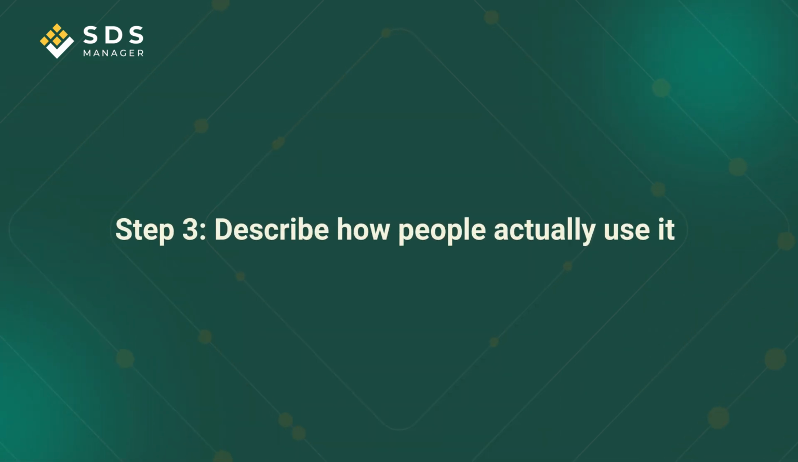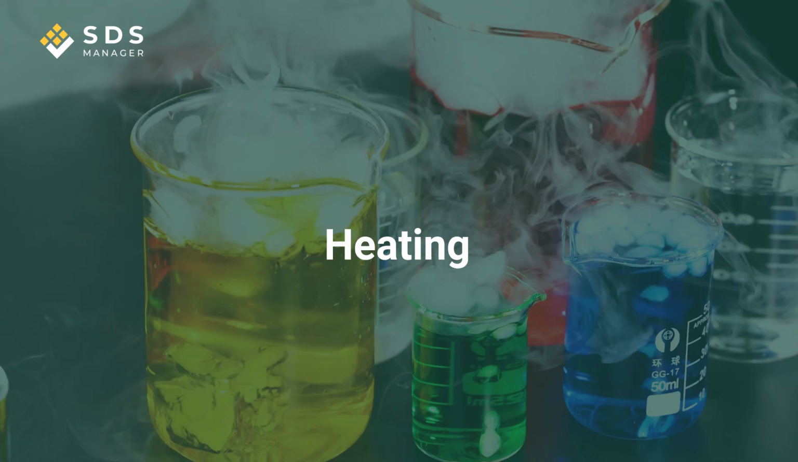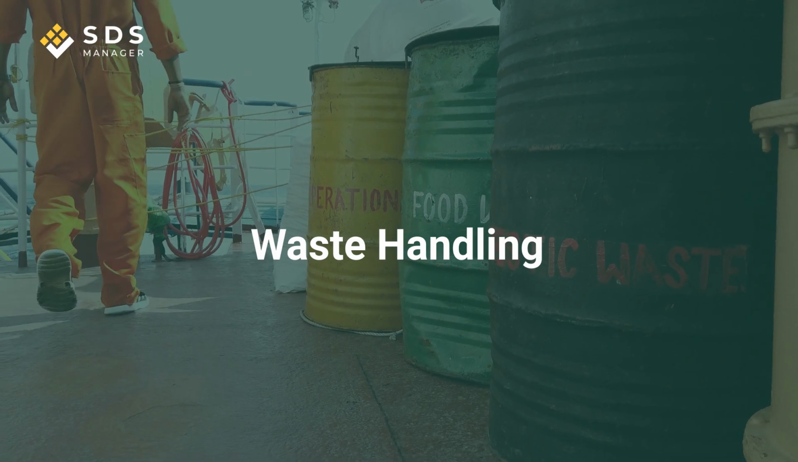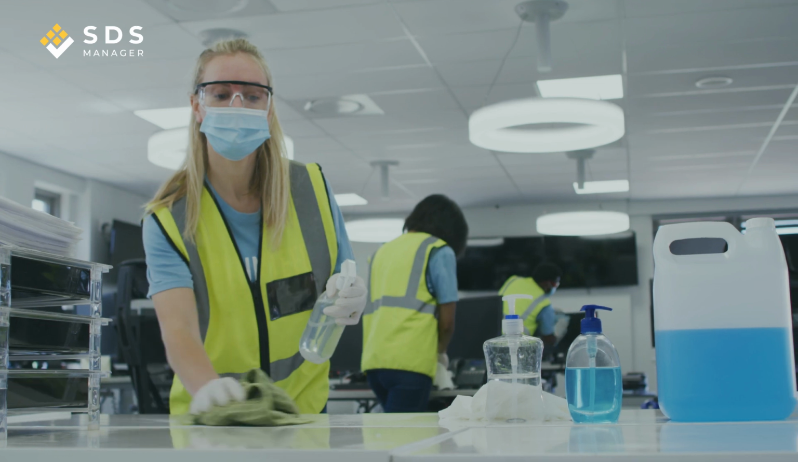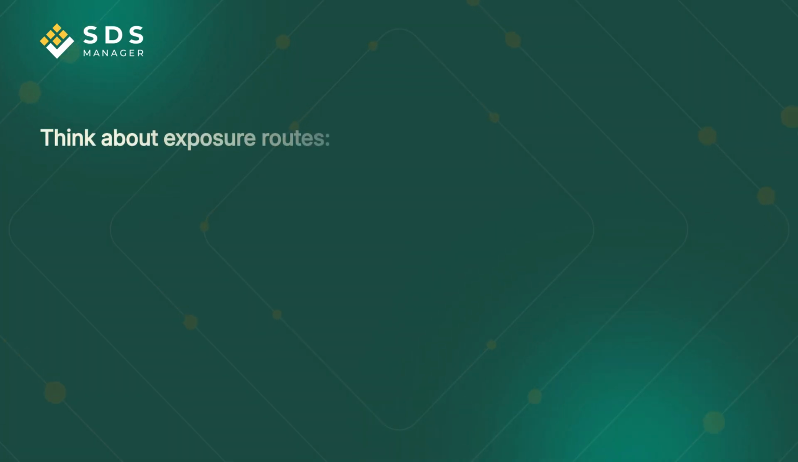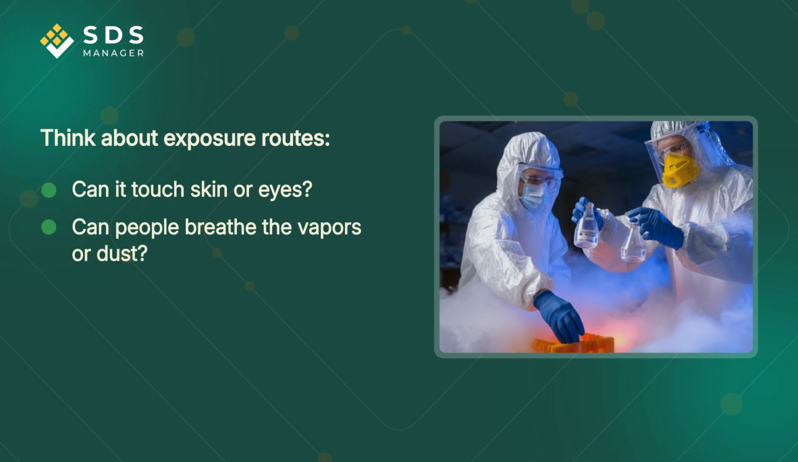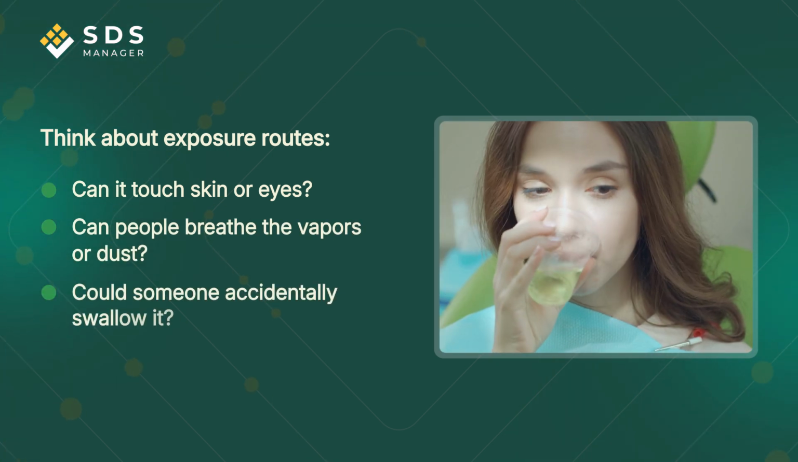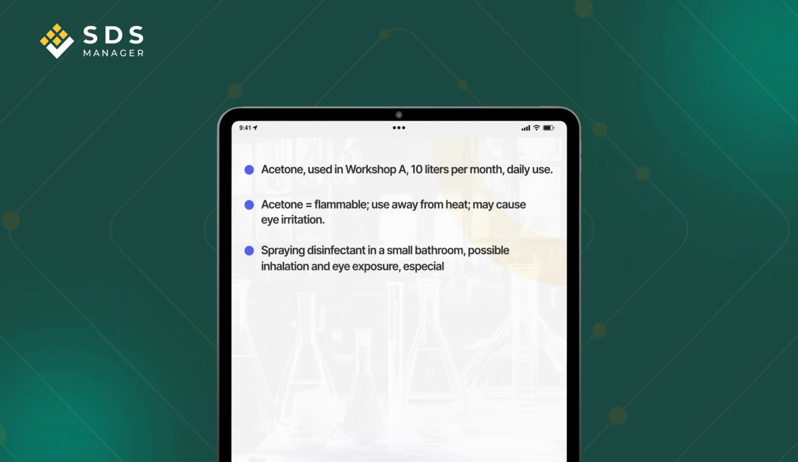Step 3, describe how people actually use it. Write down the tasks: pouring, mixing, spraying, brushing, heating, cleaning, waste handling. Note who is around: operators, maintenance, cleaners, visitors. Think about exposure routes. Can it touch skin or eyes? Can people breathe the vapors or dust? Could someone accidentally swallow it? Example, spraying disinfectant in a small bathroom. Possible inhalation and eye exposure, especially in poor ventilation.